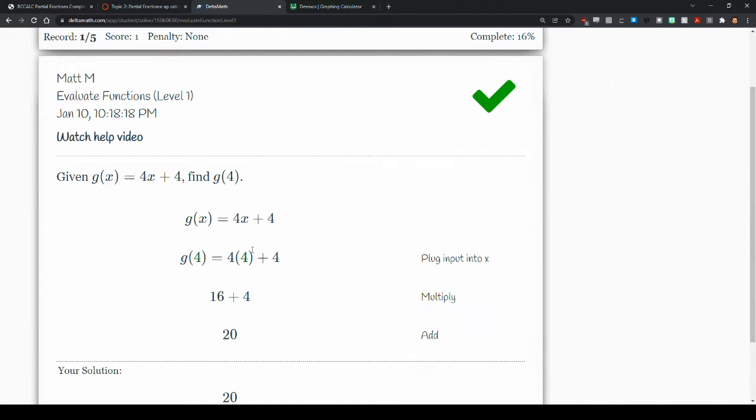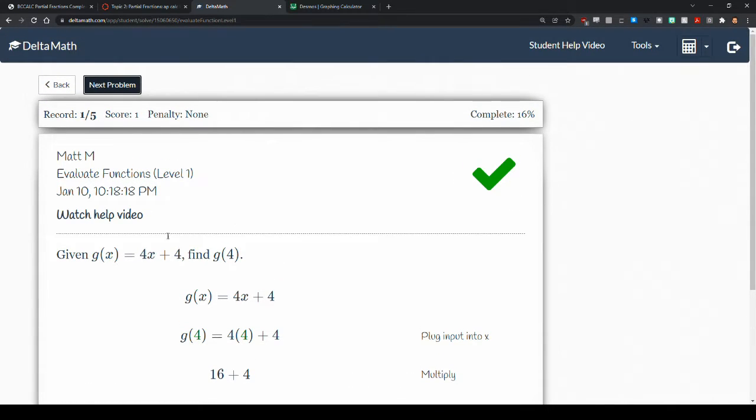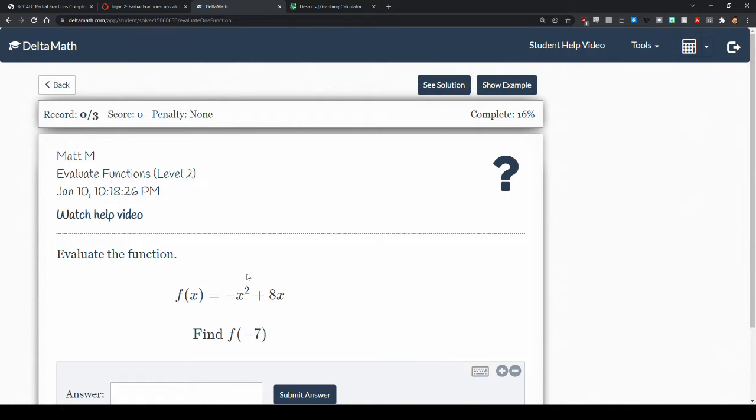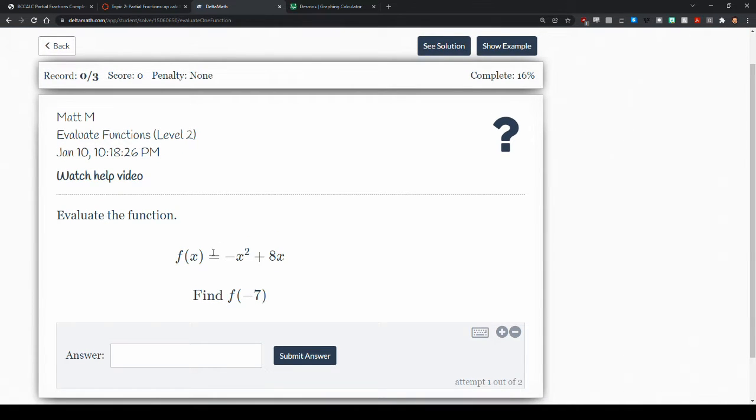And look, they show you how to do it. Isn't that nice? All right, let's see if level 2 is any different. So it looks like in level 2, we have a quadratic. So we have an x squared, and we have a negative that we have to plug in. So I'm going to go ahead and write that down. And it's a good idea for you guys to write this stuff down too as you do it.